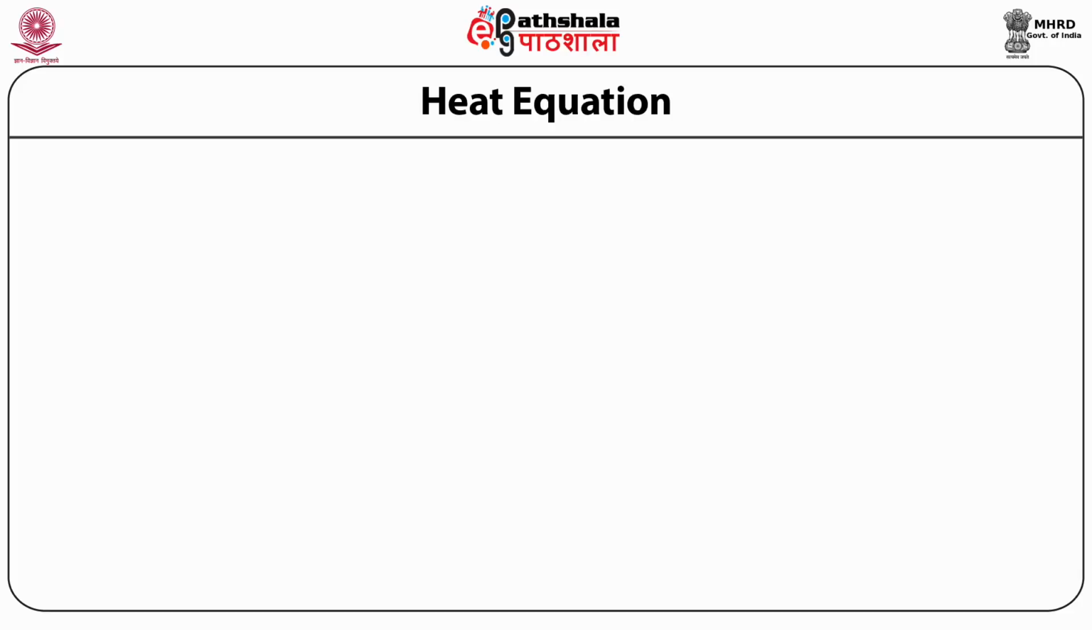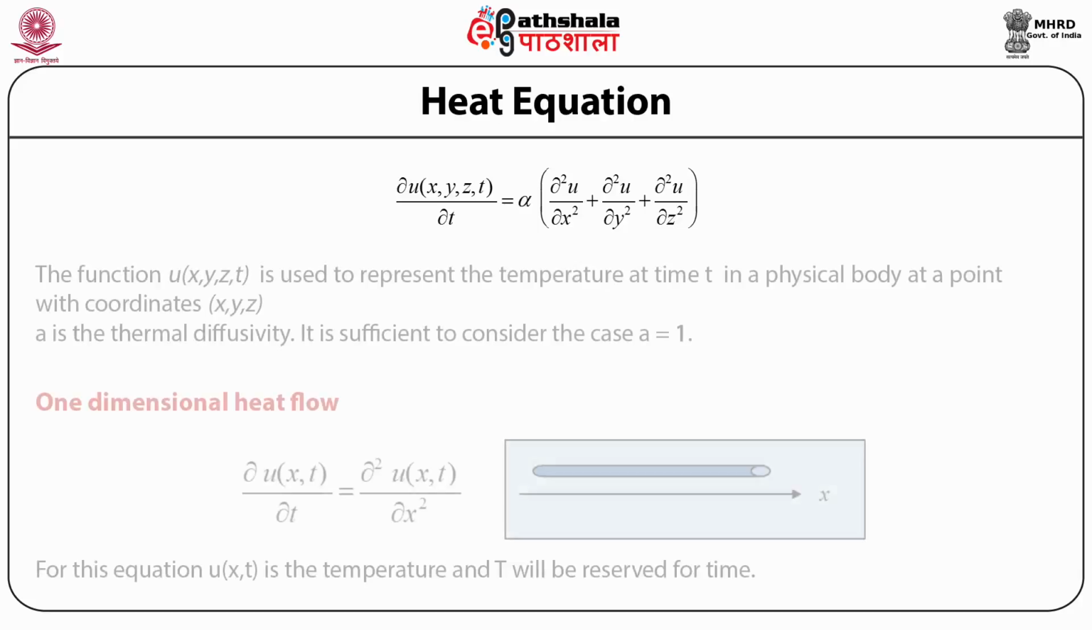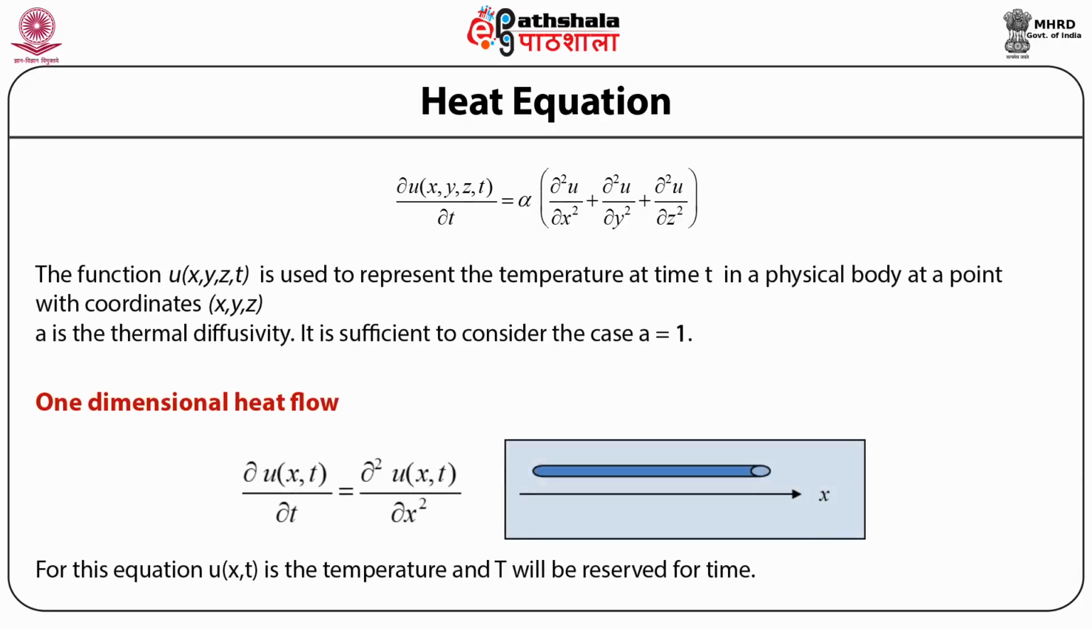So the general equation is dou U by dou T is equal to alpha times dou squared U by dou X squared plus dou squared U by dou Y squared plus dou squared U by dou Z squared. Now in one dimension, the Y and Z terms will be removed, and alpha is going to be the thermal diffusivity. For a general case, you can just assume it as 1, but it is not 1. It is going to be different in different cases.